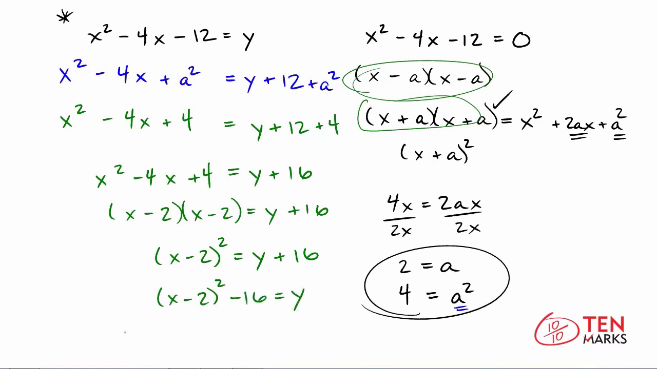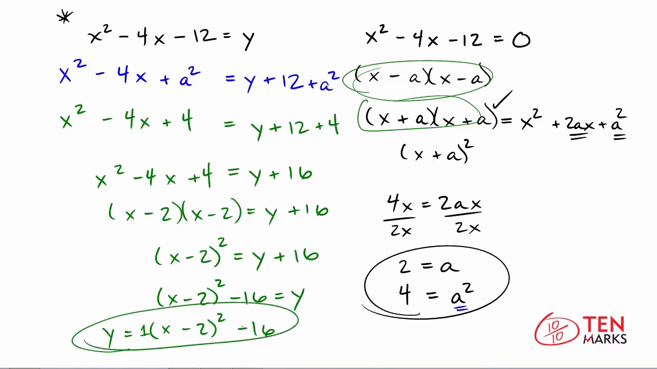Now let's just rewrite that with y on the left side. Again, you assume a coefficient of 1 here. I'm just going to draw that in momentarily. So y equals x minus 2 squared minus 16. This is the quadratic in vertex form.